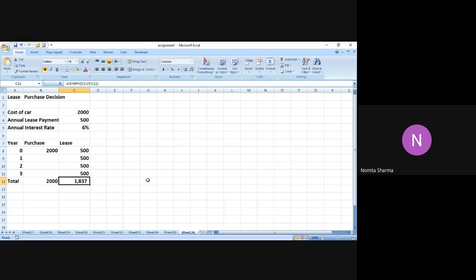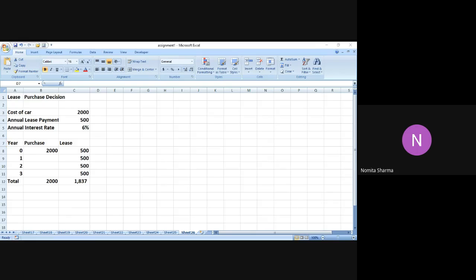So I've got this amount as 1837. Well, in this case, it is very clear that leasing is the better option than purchase because the leasing amount is coming out to be less than the purchase amount, right? I can also do this calculation with the help of another function, which is the present value function.